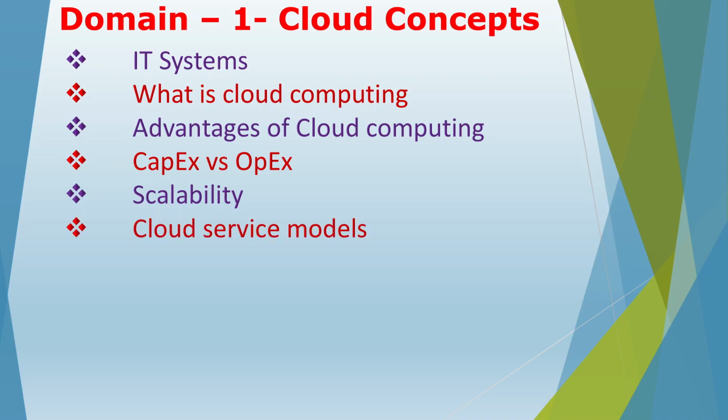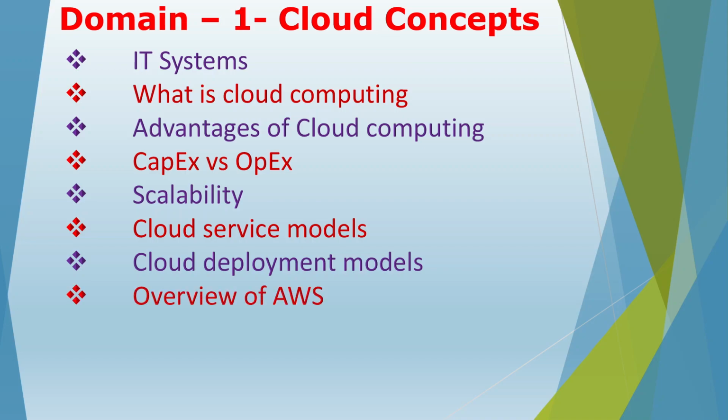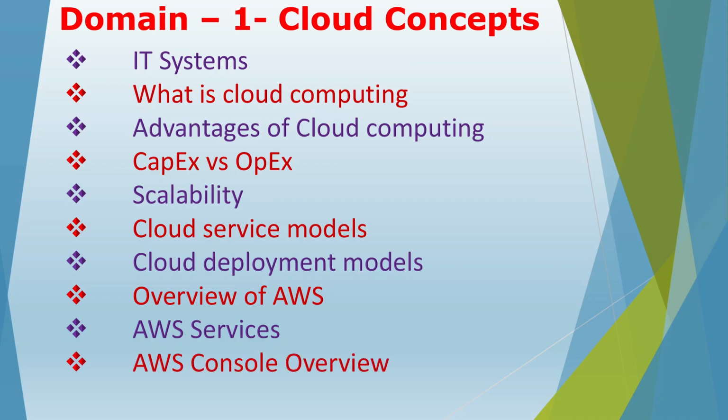And what are the different service models that are provided by cloud? And what are the different deployment models that are provided by any cloud provider? And we will move on to the overview of AWS. What is AWS, and how are these services and deployment models supported by AWS, and how are the advantages or features of cloud computing provided by AWS? That we will see here. Next, we will see the core services that are provided by AWS. And finally, we will move on to the AWS console overview.